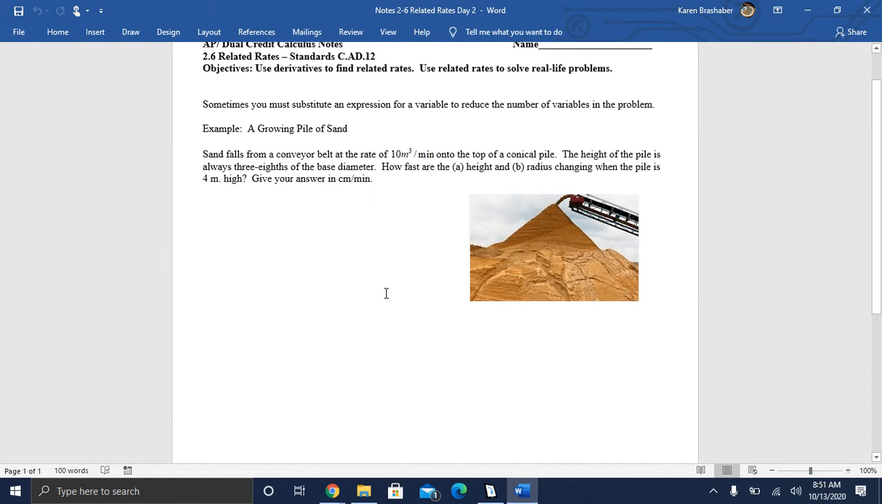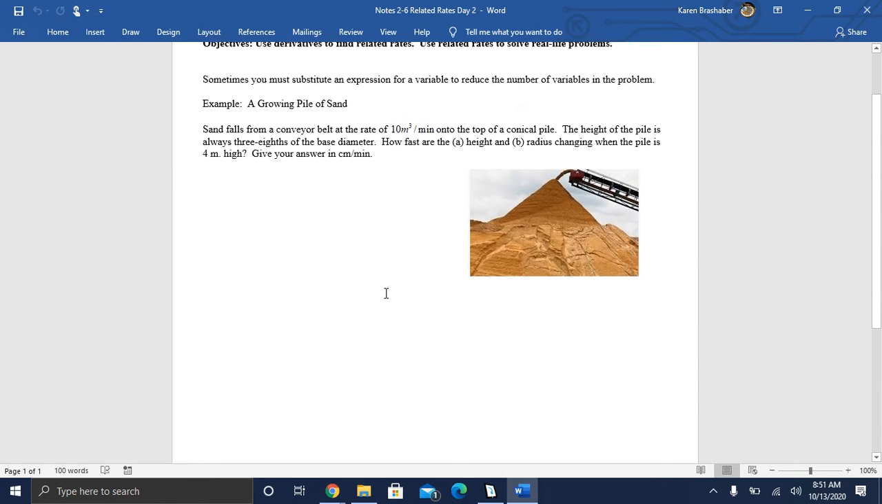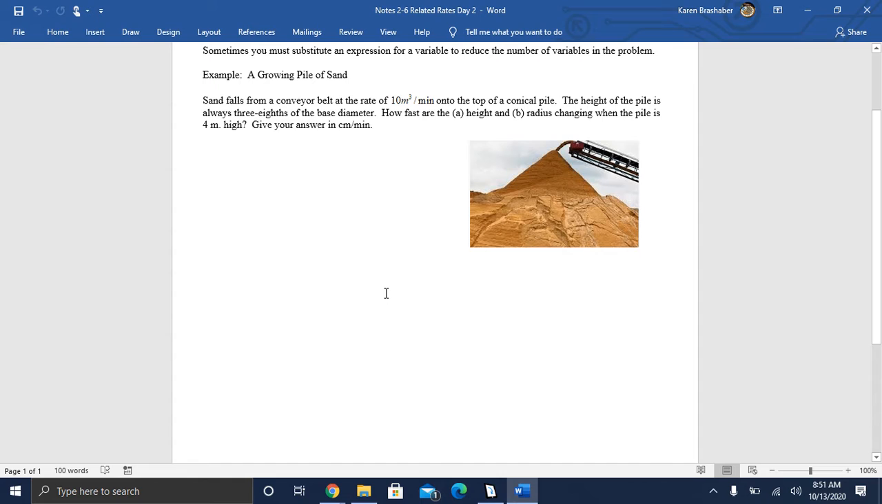Hello, students. Today we'll be working on your second day of related rates problems. We'll be looking at equations that have more variables in them. Sometimes you have enough given information that you can work with all of those variables, but sometimes you're going to need to search for relationships within the problem that would let you reduce your number of variables. And so we have that example today.